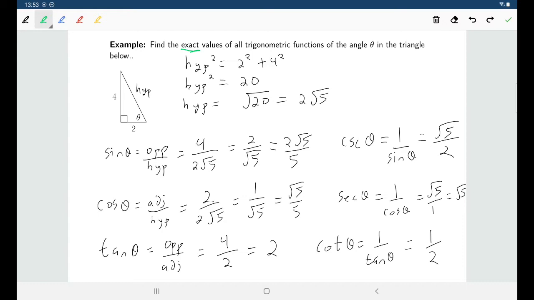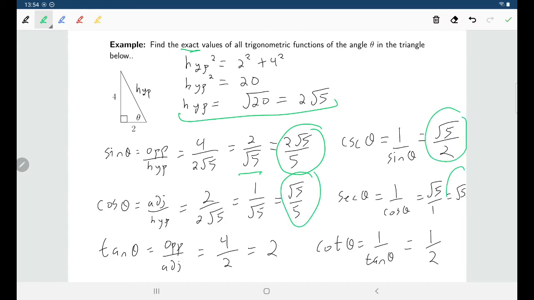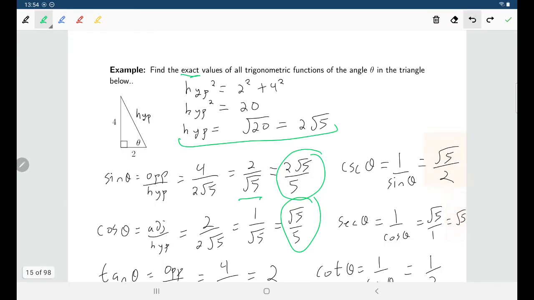The other thing to notice here, of course, is that anything involving roots, which show up quite a bit, courtesy of the Pythagorean theorem, anything involving roots have to be written in simplest terms, and that means, of course, making sure that all denominators are rationalized. So I wouldn't leave sine of theta, for example, as 2 over root 5, because that wouldn't be in simplest terms. I would need to leave my answer as 2 root 5 over 5.